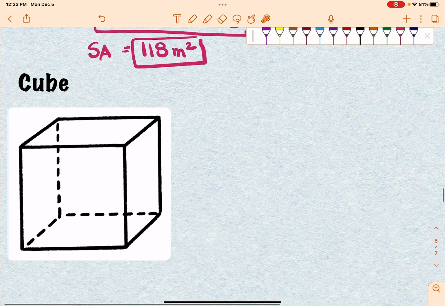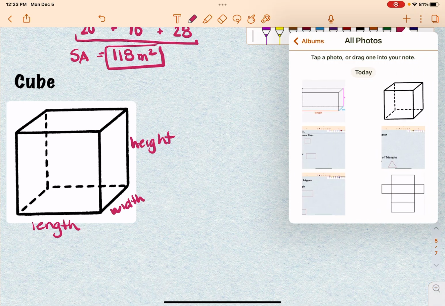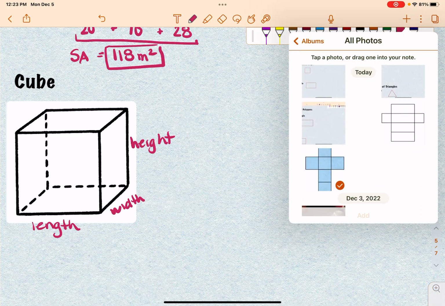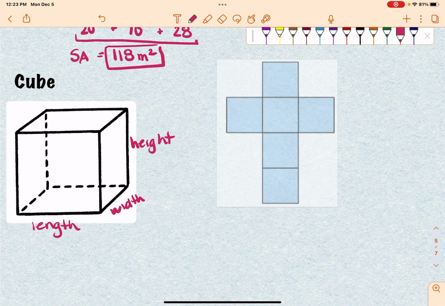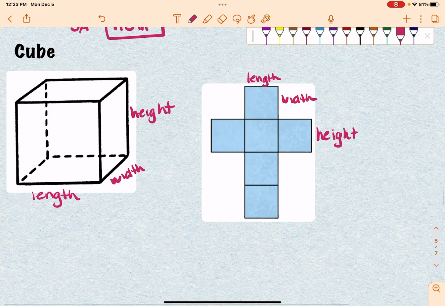Okay, now a cube, same thing. I'm still going to have length, width, and height. Let me get a picture of that taken apart. So here's what that looks like if it were taken apart. Now remember, if it's a cube, all the sides are the same. So your length, your width, and the height are all the same. But the good news is we're going to use that same formula.